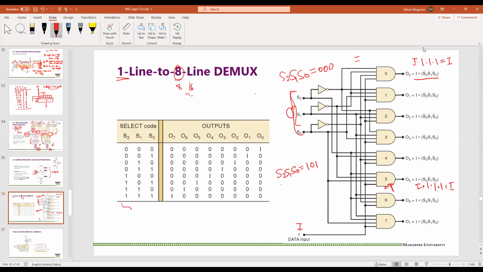And so based on these select inputs, the output will go through a certain output line. Now this table could be drawn as S2, S1, S0, and maybe an active line. So in future, I'm happy with you drawing smaller truth tables. You could have 0 0 0, 0 0 1, 0 1 0, and so on, and then output 0, output 1, output 2, and so on, so that I know which output has been selected by the given select inputs.